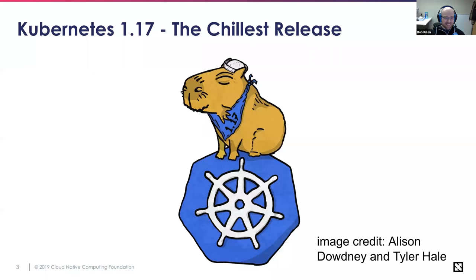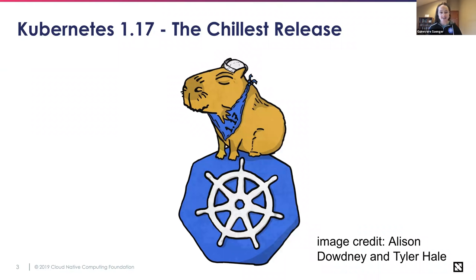Kick this off actually with Gwyn. Hi everyone. Good morning, good day, good afternoon, wherever you are. May I introduce you to Kubernetes 1.17 with the subtitle of the chillest release, because we only have one holiday season release a year and Q4 is it. With that, we have our fantastic capybara mascot, who is one of the chillest animals in existence. And I got the fantastic Allison Dowdney and her partner Tyler to do a really cool logo for us. She's extremely talented and I'm so excited she made this artwork for us.